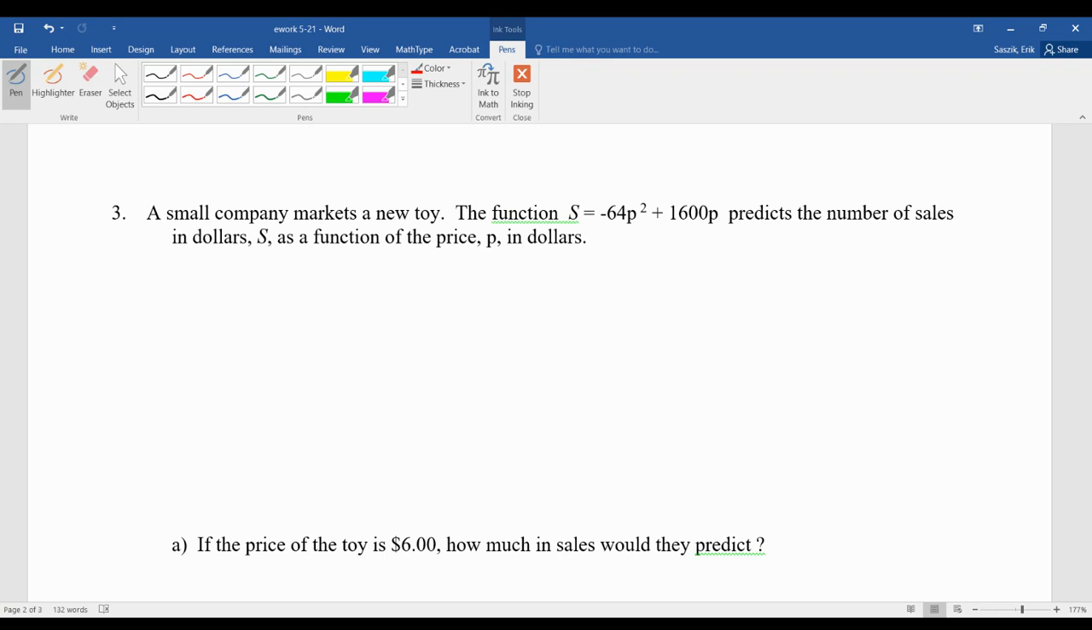So what I want to do first is I just want to give you a little bit of an idea as to what we're talking about. When companies come up with a new product, they need to figure out how much to charge. Okay? They want to find that sweet spot. They want to make the most money possible, right?